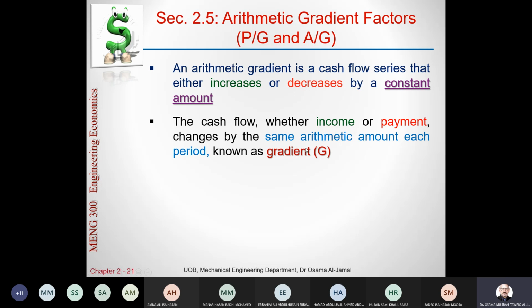That's why we call it the same arithmetic amount each period. Each period. And that's known as a gradient. Let's see an example.